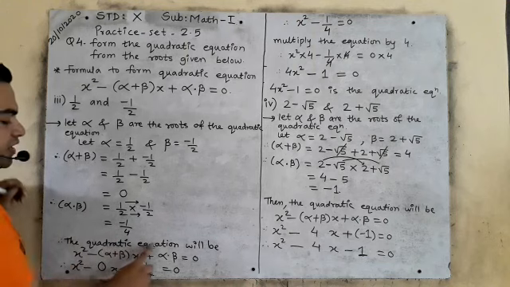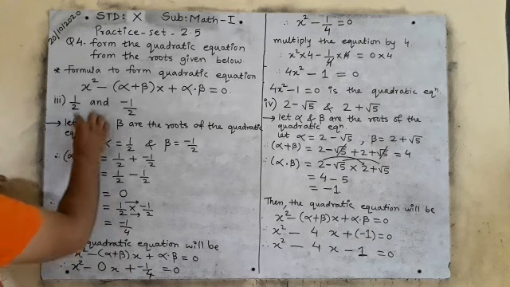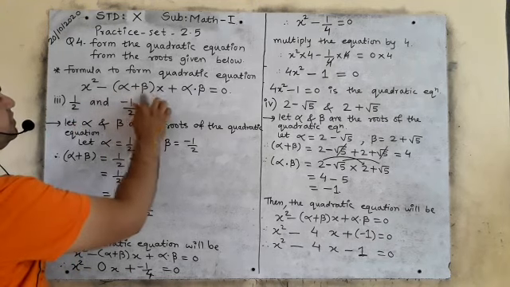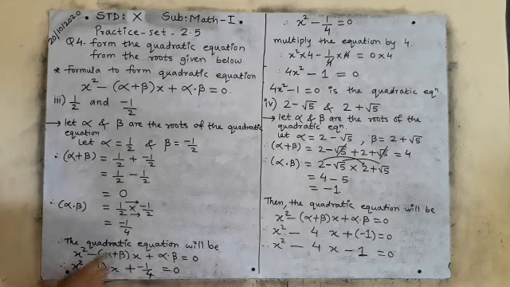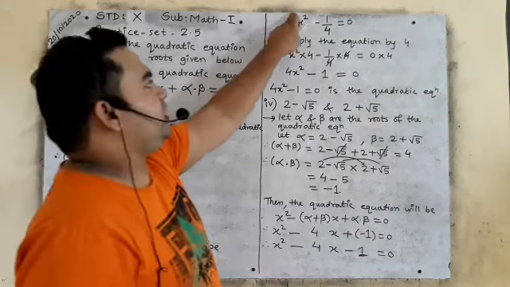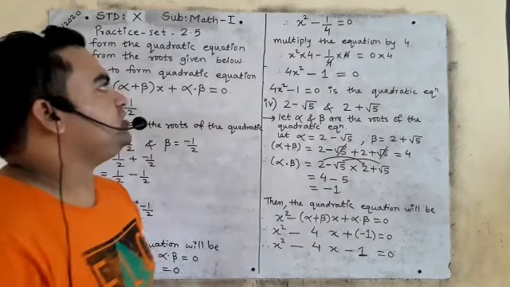Then the quadratic equation will be, write down the formula: x square minus alpha plus beta x plus alpha into beta equals 0. Now put the values. Alpha plus beta value is 0 x. Alpha into beta is minus 1 upon 4, equals 0. Now if it is 0, neglect it, omit it, forget it. So what will be? x square minus 1 upon 4 equals 0.